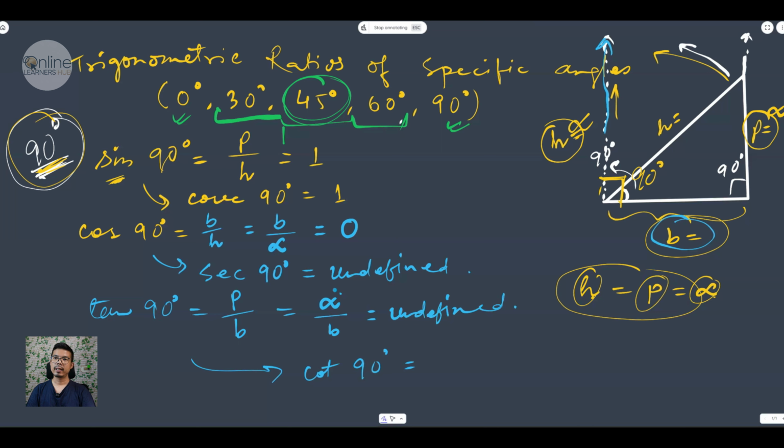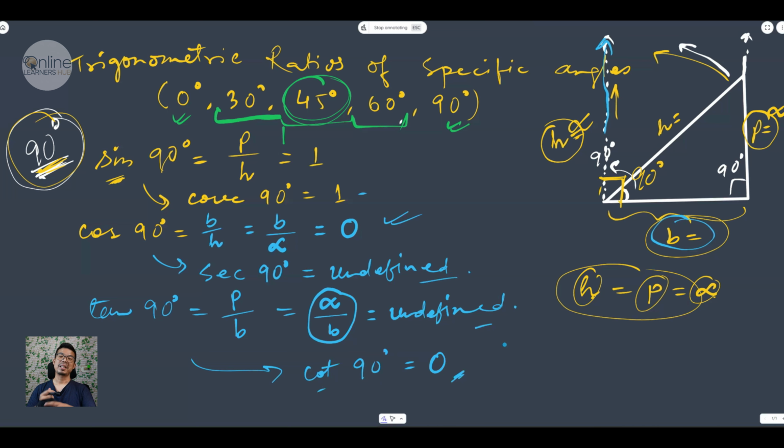So what will be cot 90? Cot 90 is the reciprocal of infinite upon finite. So now the denominator becomes infinite, which is very close to 0. Exactly like cos 90. So it will be 0. That's all, dear friends. So sine 90 is 1, cosec 90 is 1, cos 90 is 0, sec 90 is undefined, tan 90 is undefined, and cot 90 is 0.